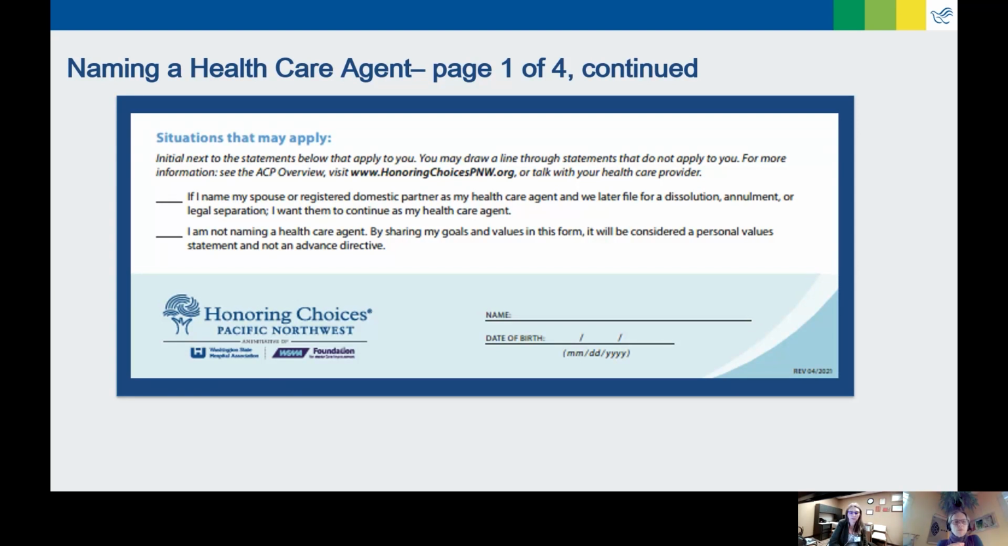As we go through the rest of the entire document, you'll see at the bottom of every page, it gives space for name and date of birth, and you'll want to make sure that that's complete on every single page of your document so that when it gets scanned to medical records to go into your chart, we can make sure we have a full and complete document for you specifically.